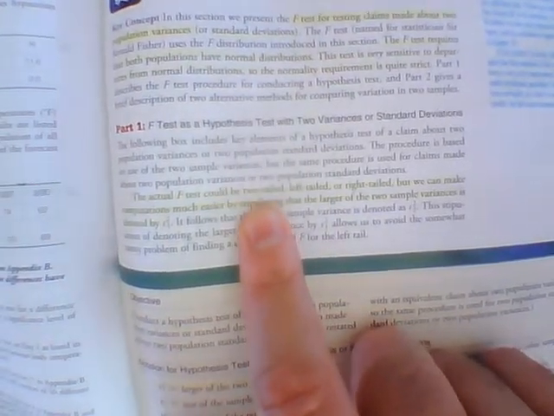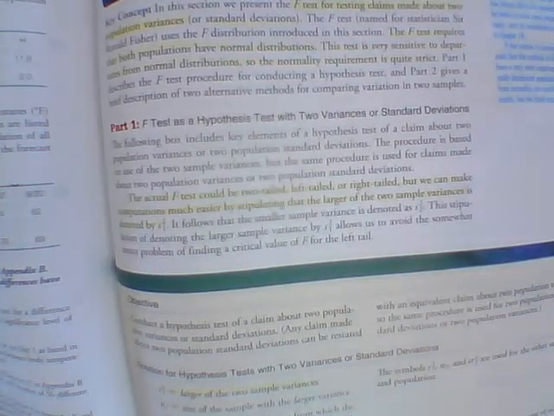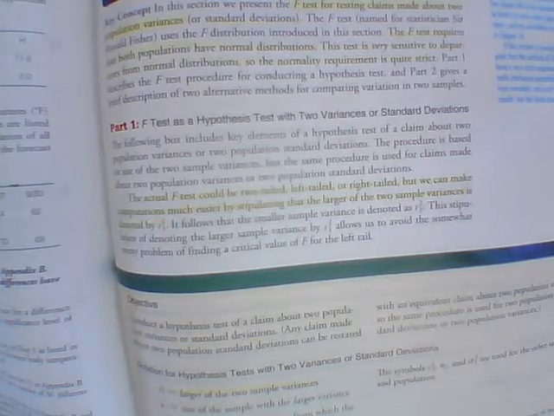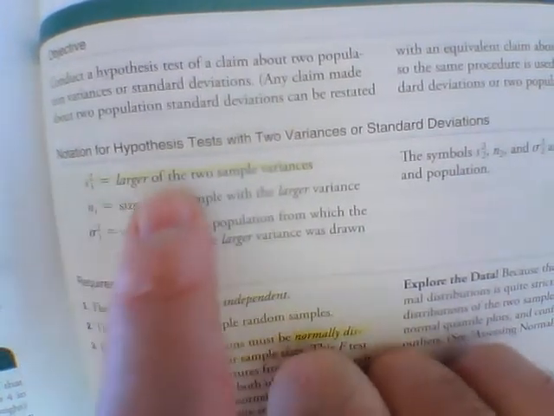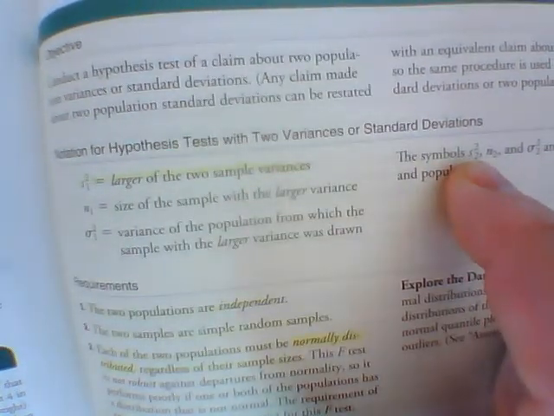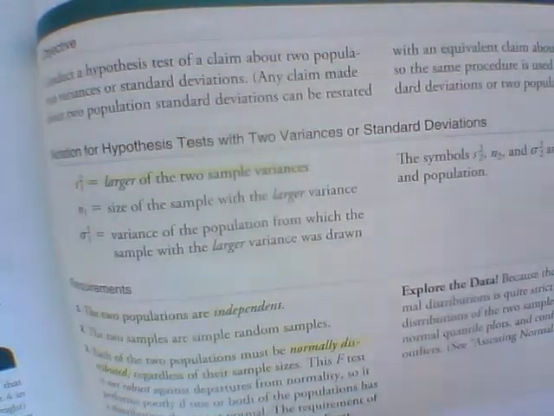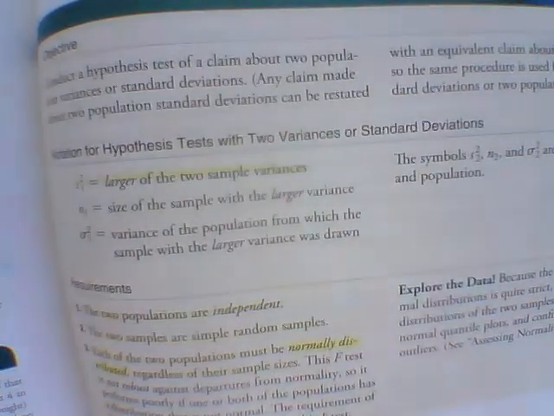Now, the actual F test itself could be two-tailed, left-tailed, or right-tailed, but we make computations much easier by stipulating that the larger of the two variances is denoted by s or s squared sub 1. So our first set of data has to be the data that has the larger of the two variances, and the second set of data is the smaller of the two variances or standard deviations. The larger of the two standard deviations would give us the larger of the two variances also.